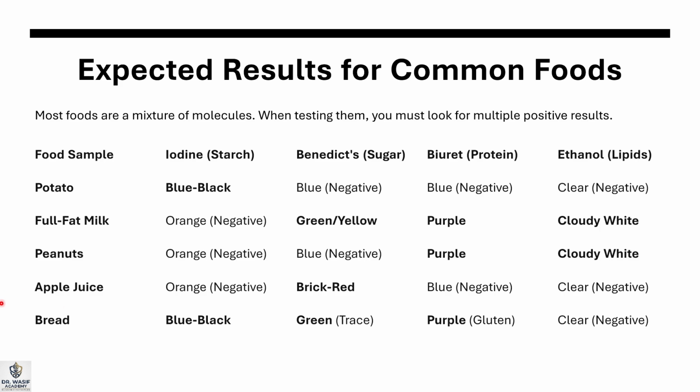Now look at bread. It is the most complex one here. It has starch, a trace of sugar, and notice that purple result. That is the gluten, which is protein found in wheat. So when you see a table like this in your exam, do not panic. Just look at the colors. They tell the story of exactly what that organism was storing when it was harvested.